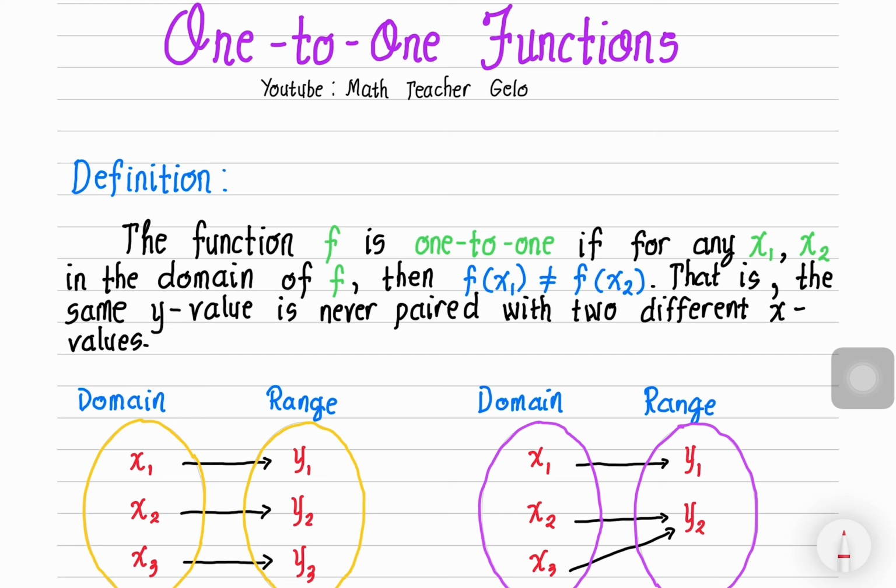Okay? So let's define what a one-to-one function is. The function f is one-to-one if for any x sub 1, x sub 2 in the domain of the function, f of x sub 1 should not be equal to f of x sub 2. That is, the same y value is never paired with two different x values. So guys, take note of that. Ang sabi rito, the same y value is never paired with two different x values. So guys, ang ibig sabihin, hindi pwedeng maulit yung y values natin o yung sa range natin. Okay?